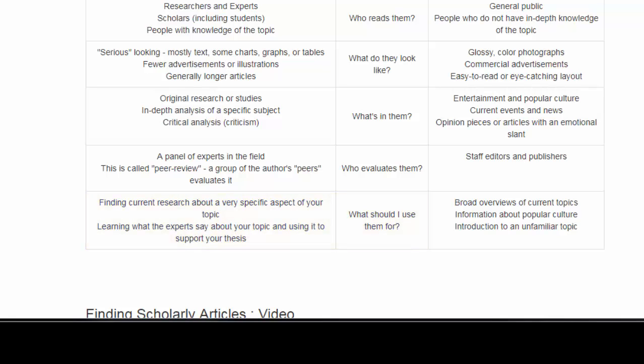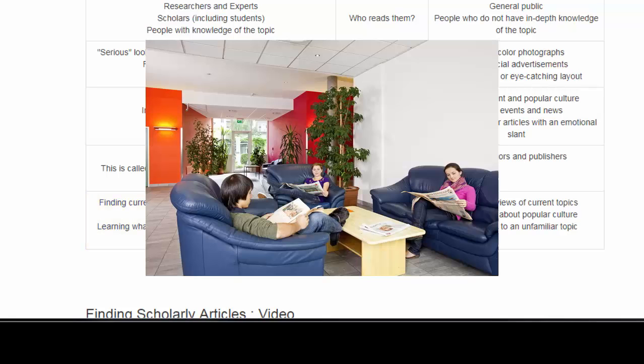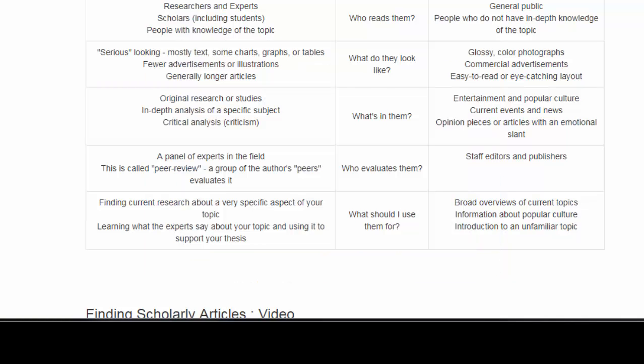A good rule of thumb is that a popular source is something that you can usually find at the doctor's office waiting room. Popular sources are geared towards the general public. Please know that this does not mean that they are not high-quality sources. They are just not peer-reviewed.